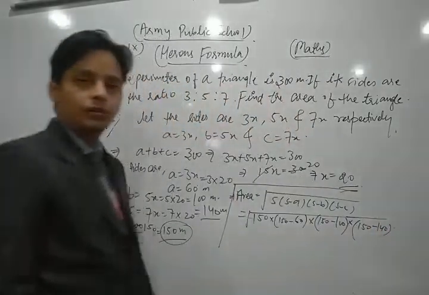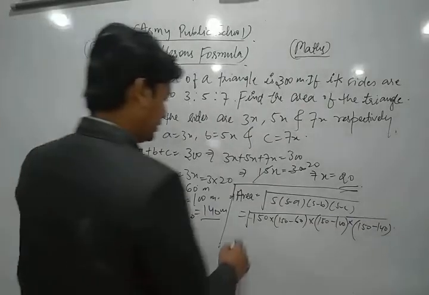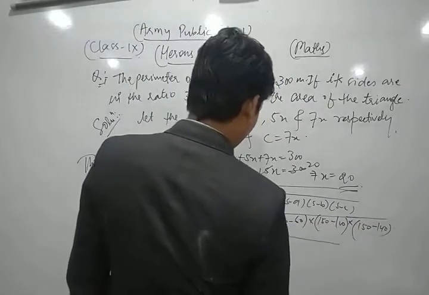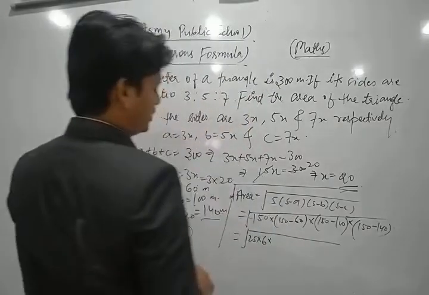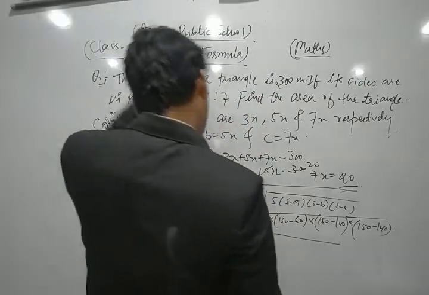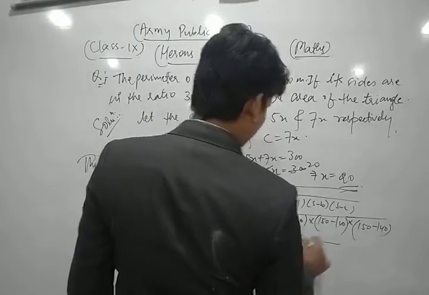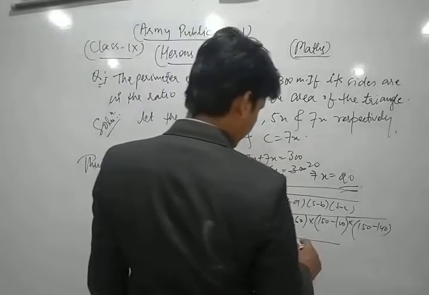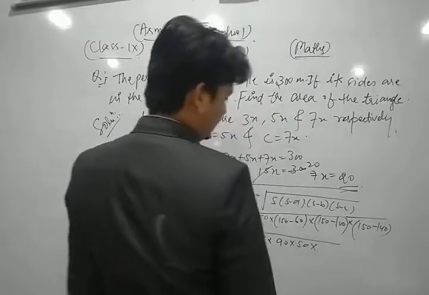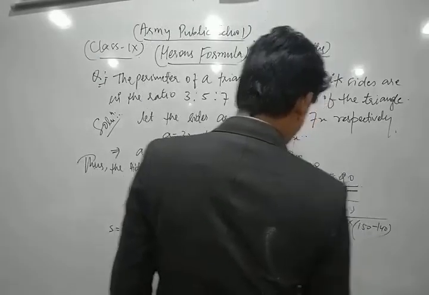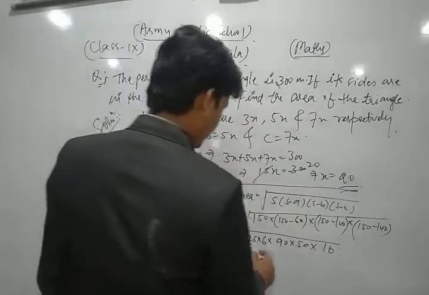This is 140. Now from there, look, we can write 25 into 6. 150 minus 60, that is 90. 90 is there. Now 150 minus 100, this is 50 is left here, and 150 minus 40, that is only 10 is left here.